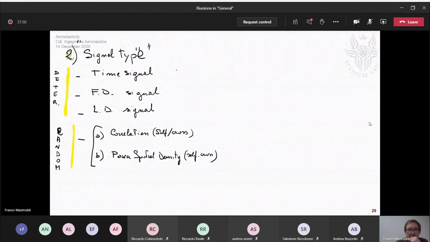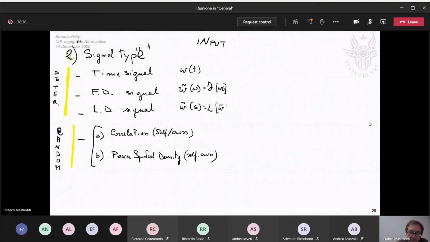Example, time signal, consider the input. We have a unique input, which is our gust profile, and therefore the time signal is W(t). The frequency domain version is the Fourier transform, W tilde of omega, or better, frequency. So this is W and this is omega, please. And Laplace domain is the same symbol, but this is depending on s. And this is the Fourier transform of W(t), and this is the Laplace transform of W(t).